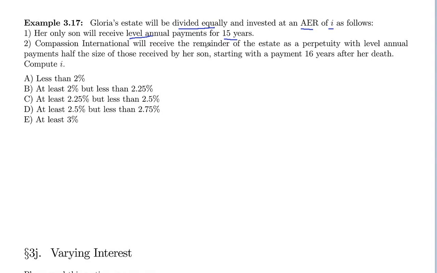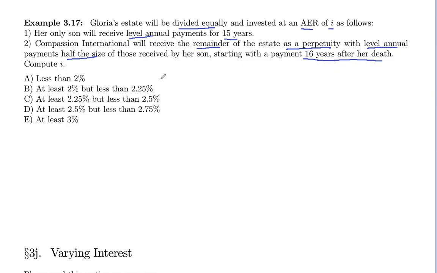Compassion International is going to receive the remainder of the estate as a perpetuity with level annual payments, half the size of those received by her son, and then starting with a payment 16 years after her death. So the year after the last payment that her son gets. And then we're computing i. So how do we attack this?